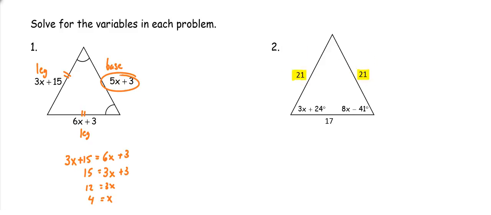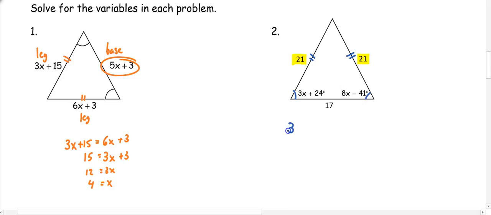In number two, if I look at my side measures, I have two measures that are the same, 21 and 21, which means I have congruent legs. So my base angles are congruent. So I can set those equal to each other. 3x plus 24 is equal to 8x minus 41. So I'm going to subtract 3x from both sides. 24 equals 5x minus 41. Add 41 to both sides. And I get 65 equals 5x. So when I divide by 5, I get x is 13.